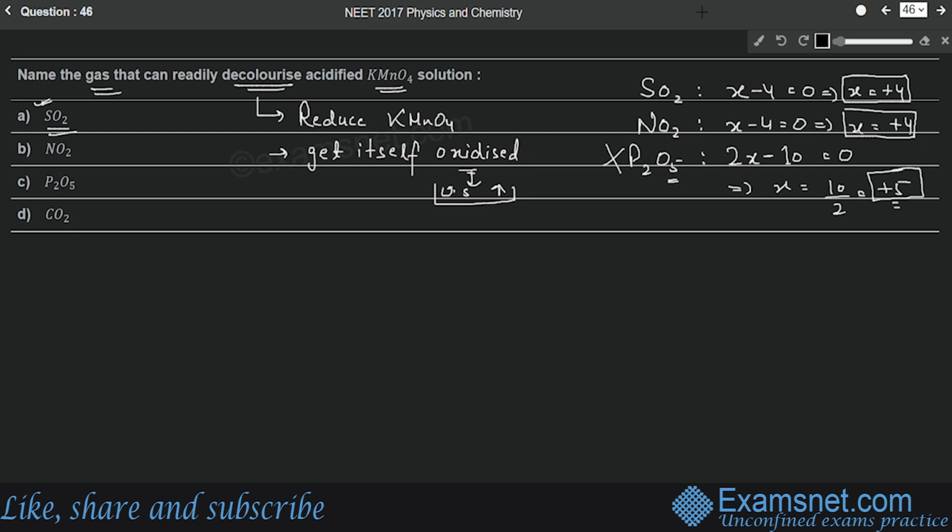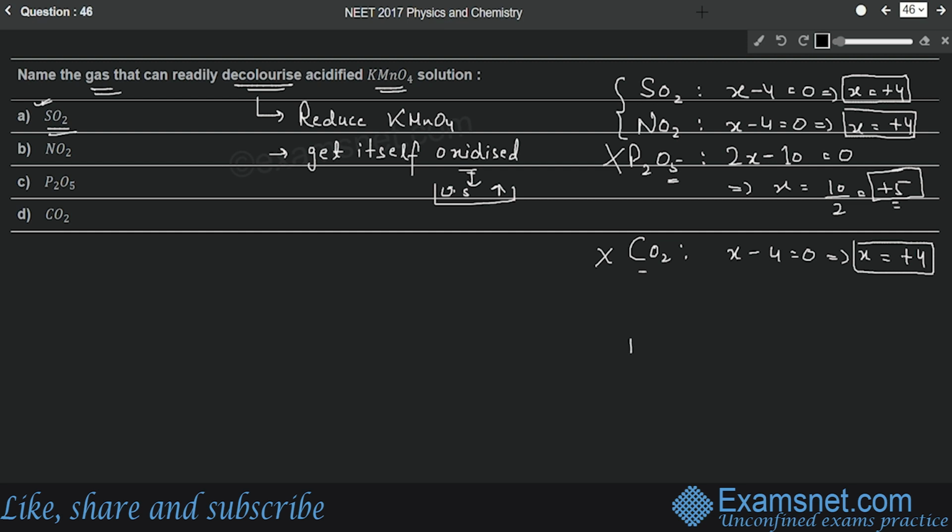Now if we come to the last one, the fourth option, carbon dioxide. Again X minus 4 equals 0, so X equals plus 4. Now this is also not possible because carbon has a maximum oxidation state of plus 4. So this will also not further increase. Now we have only two possible options, that is SO2 and NO2.